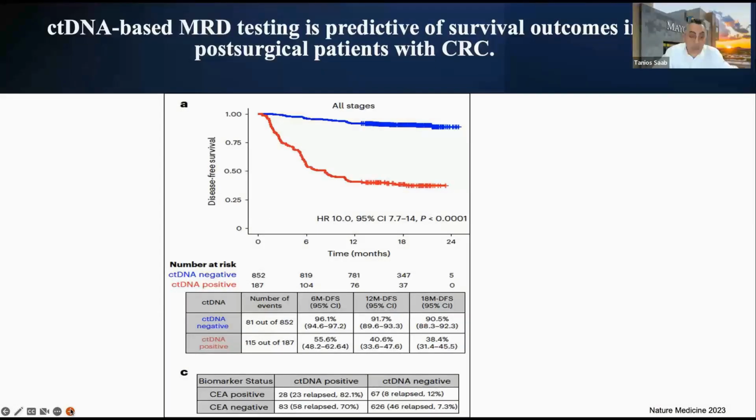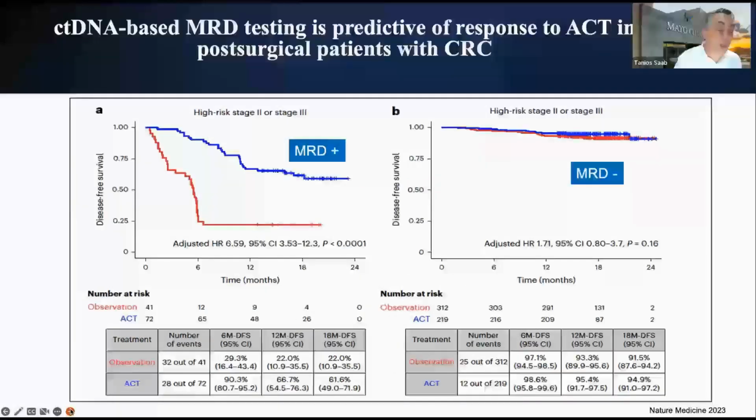Now, when we look at the CEA relative to the MRD assessment, if you had a patient with CEA positive disease and then MRD was negative, the chances of relapse are actually 12% at 18 months. So the CEA again lacks that sensitivity and specificity. If the CEA was negative, yet the MRD was positive, there was a 70% chance of relapse. So the CEA can be negative and yet the MRD positive, and you will see a 70% chance of relapse. So that's mostly observational, of course, but it's important.